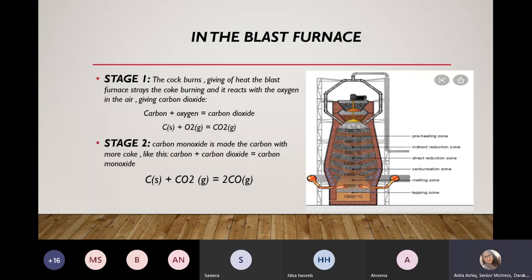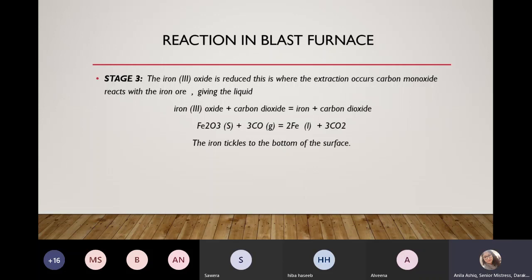This is the first stage. Okay. The next one is carbon monoxide is made, the carbon reacting with more coke. This carbon dioxide and carbon monoxide we already studied. In the third step, it says iron 3 oxide is reduced. This is where the extraction occurs when carbon monoxide reacts with the iron ore, giving the liquid iron. Equation is Fe2O3 reacting with carbon monoxide and converting into iron and carbon dioxide.